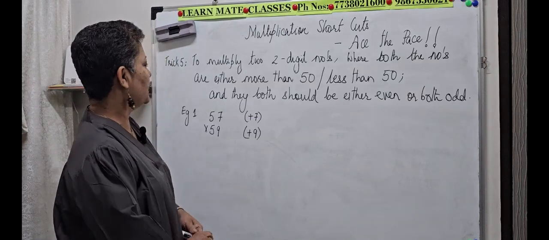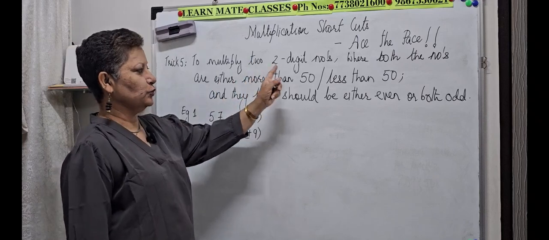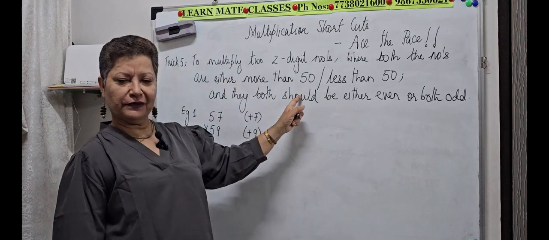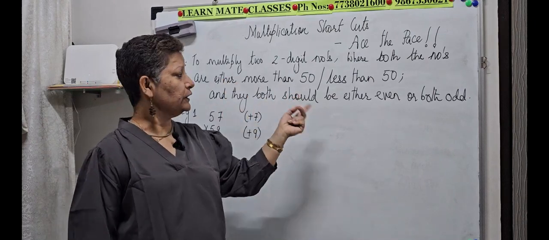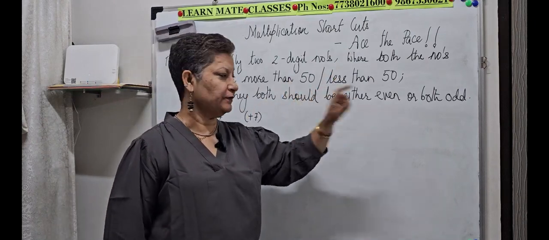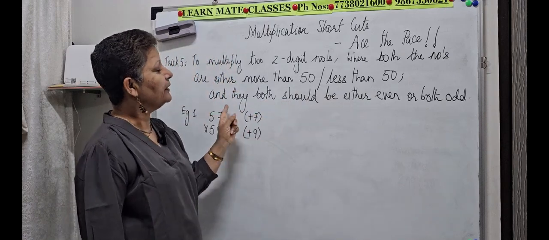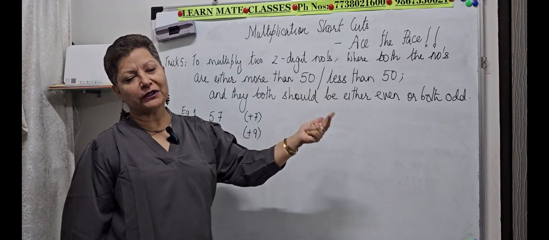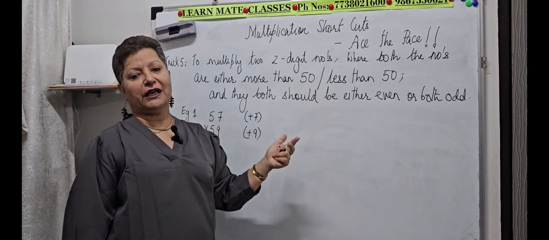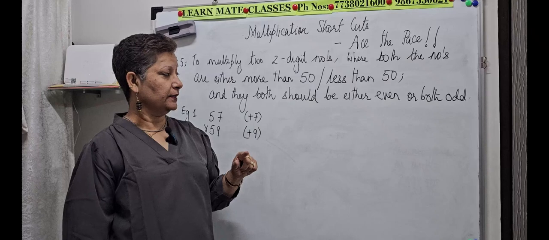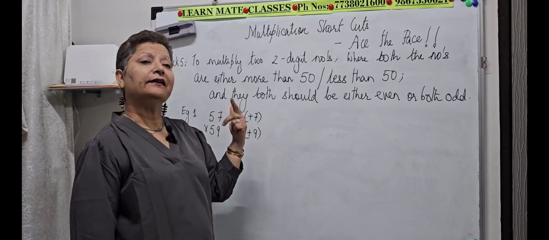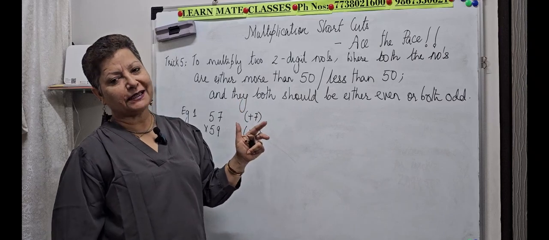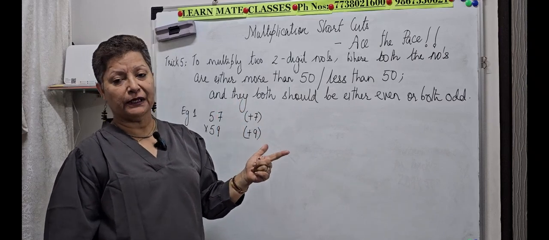So trick number 5 is to multiply two 2-digit numbers where both numbers are either more than 50 or both less than 50. The second condition is that they both should be either even or odd. So if I'm picking up one even number more than 50, the second number also has to be more than 50 and even. If it is less than 50 and it's an odd number, then I'll have to pick up the second number also as less than 50 and it should be an odd number.